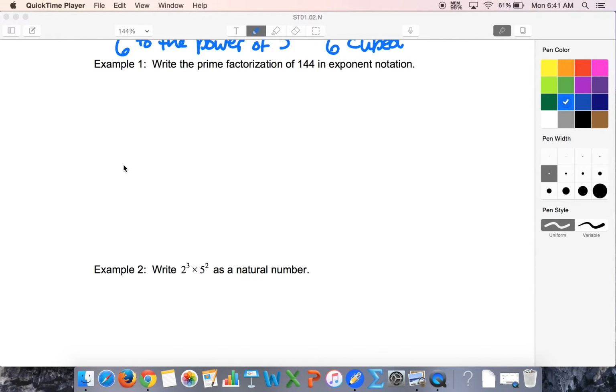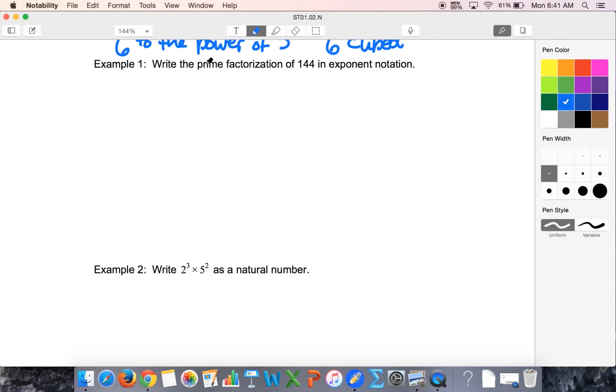Students, here we are again with notes section 1.2 and example 1. So we've got a lot of vocabulary in just this simple sentence. Write the prime factorization of 144 in exponent notation.